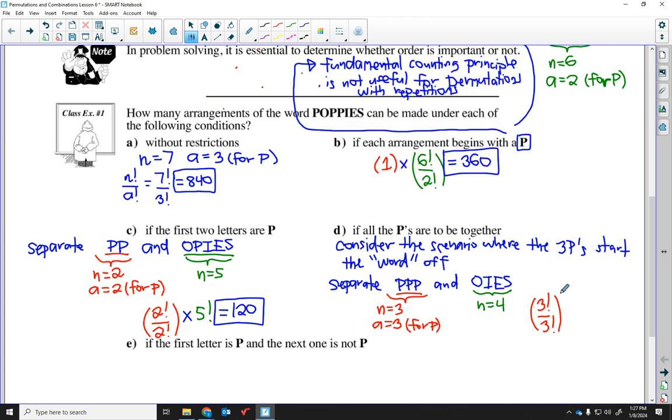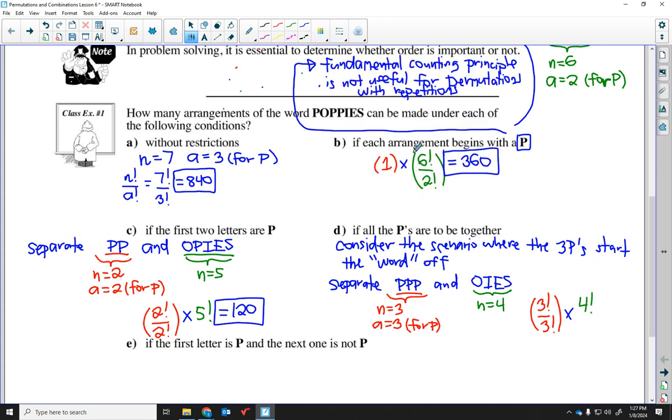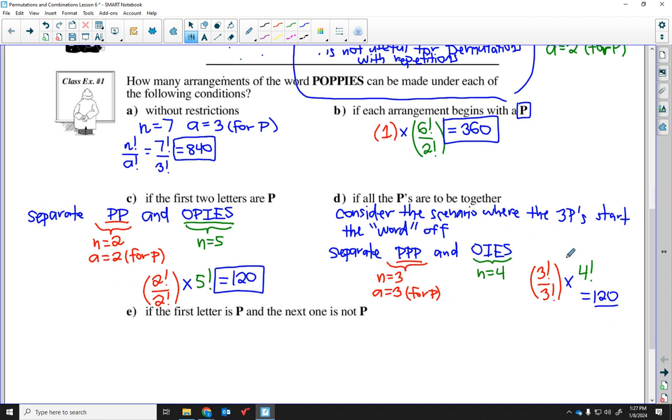Okay, then we multiply by. Okay, if you have an arrangement of distinct elements and we're using all of them, it would just be 4 factorial. So we're just going to multiply by 4 factorial. So it'll be 1 times 4 factorial. And 1 times 4 factorial is going to be equal to 120. Now, that's not quite the correct answer yet because that's assuming that we're starting the word off with the 3 p's at the start.